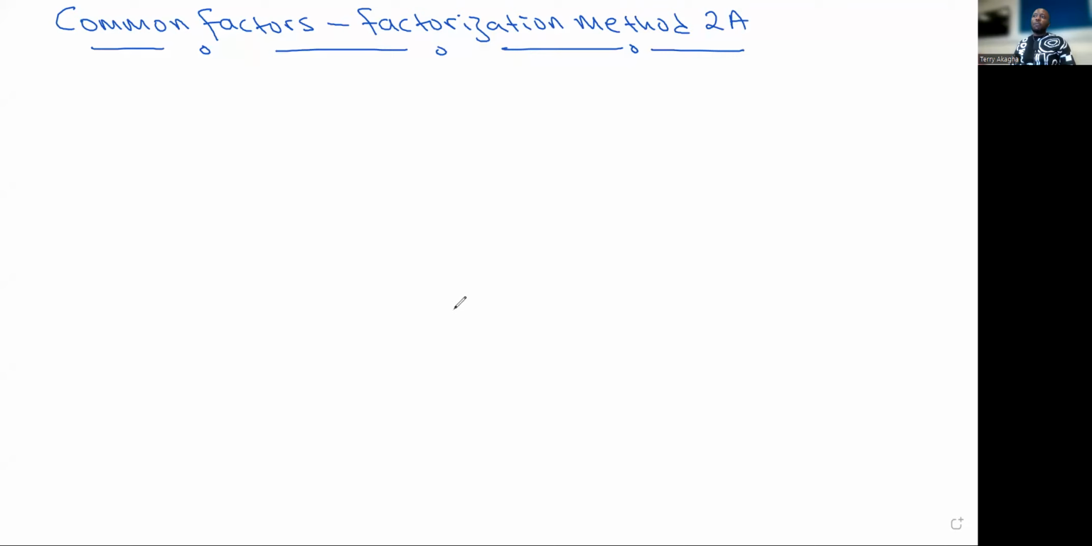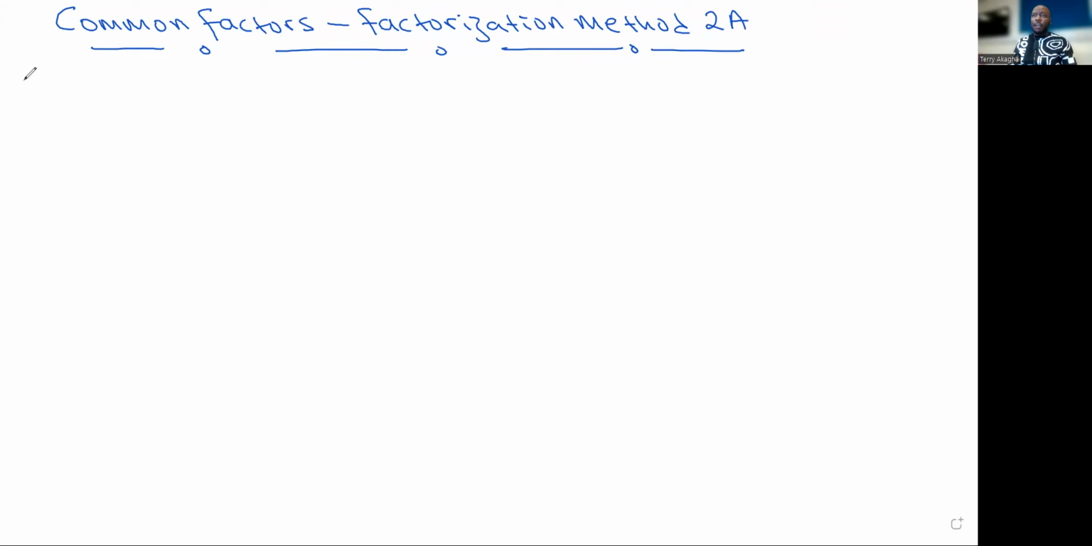So we're going to talk about common factors as one of the methods of factorization and solving for quadratic equations. And please review previous videos, it's very important. Especially review the previous video in algebra, how to find the highest common factor. So it's very important you do that. So let's get into it.